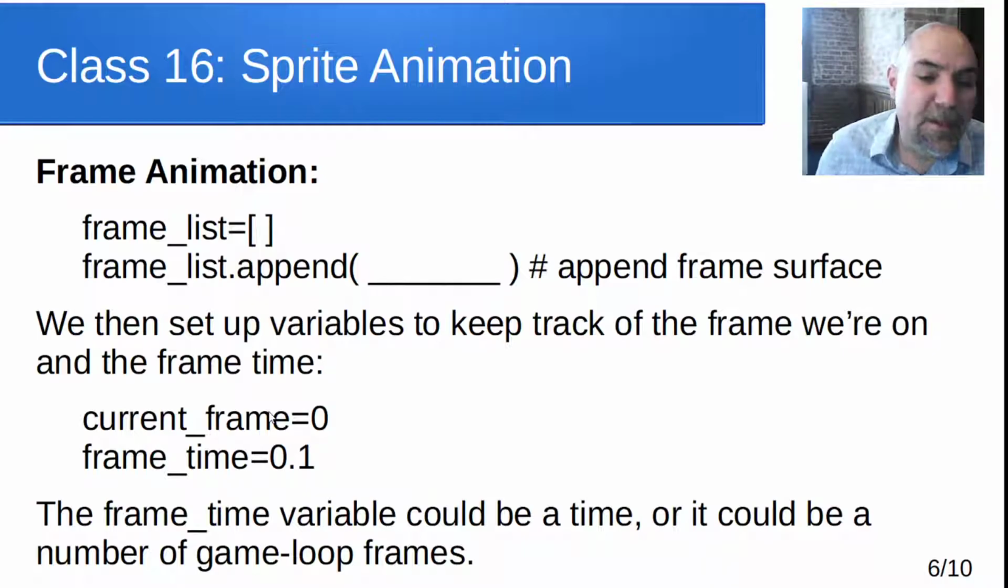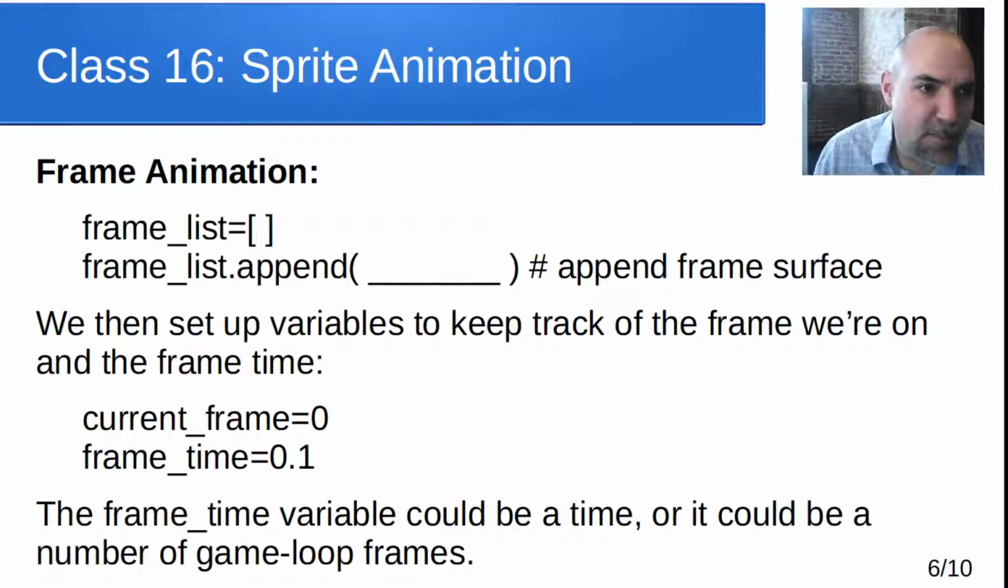All right, the next thing we need to do is set up a variable that keeps track of which frame we're on. And then we want to keep track of how long each frame is on the screen. And so this frame timer here could be an actual amount of time, like a clock-based frame update, or that could be a number of game loop frames. And if you set the game loop to, for example, 60 hertz or 120 hertz and lock it at that, then we can just rely on that as counting down to when the next frame goes.